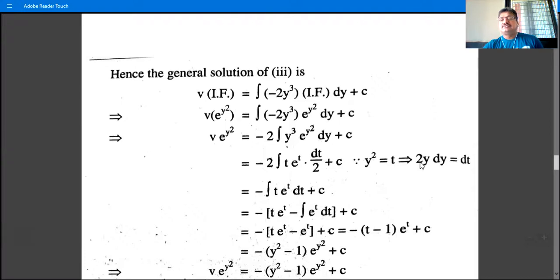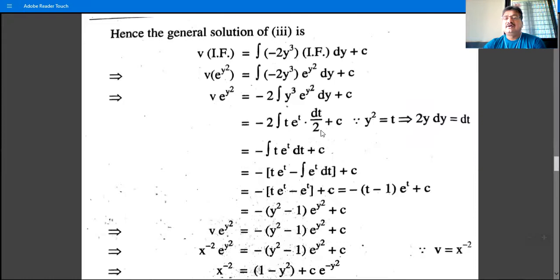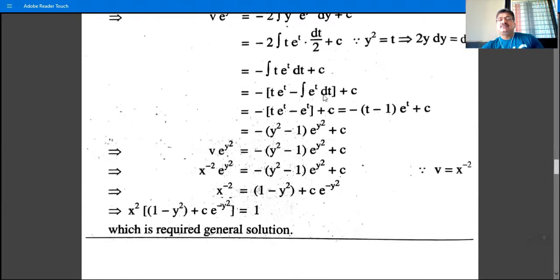Substitution: y square is equal to t, so 2y dy is dt. Take the 2 with y dy, so y dy is 1/2 dt, and then the 2s get cancelled, and we have t e raised to t. Integrate by using the by-parts rule. This t is first, e raised to t is second. So first times integration of second, minus integration of second times derivative of first, which is 1. Then substitute t as y square, and substitute v as x raised to minus 2, we have this, and this is the general solution.